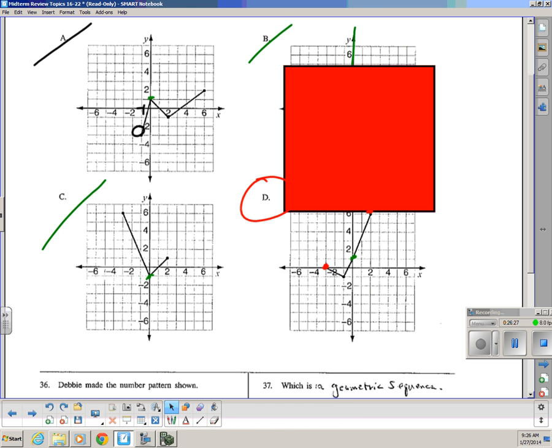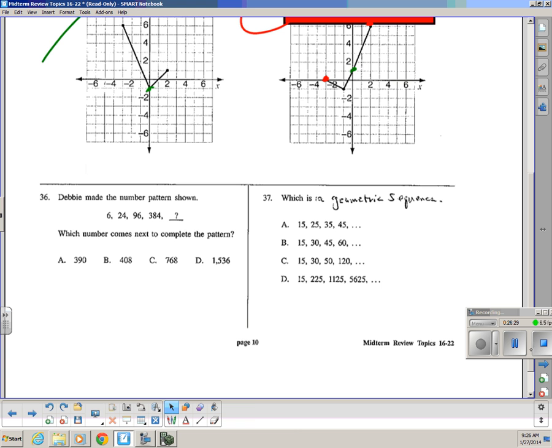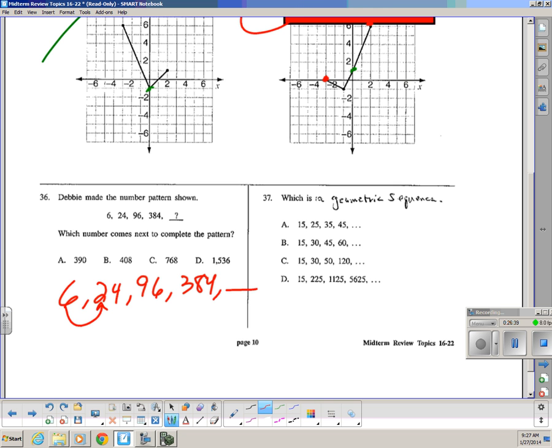36 says Debbie made the number pattern below. 6, 24, 96, 384, etc. Our idea is what's happening. Well, we have to look. So certainly there's a bigger jump from 24 to 96 than there is from 6 to 24. So we're not adding a certain amount, but we are multiplying. If I do 24 divided by 6, I will get 4. So we're multiplying by 4.